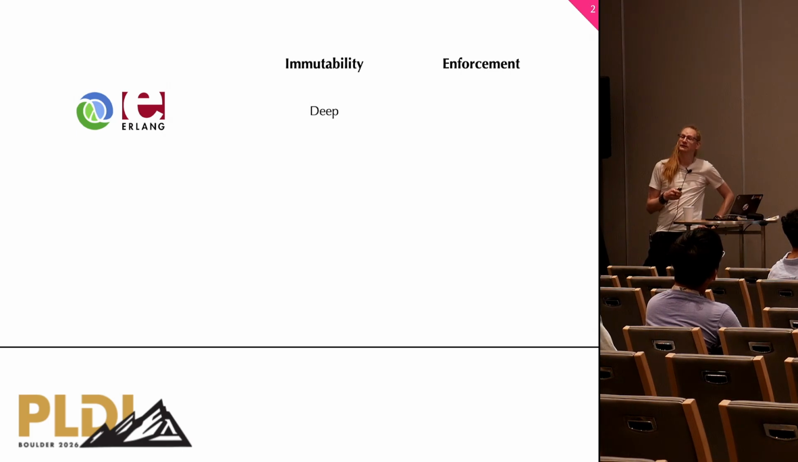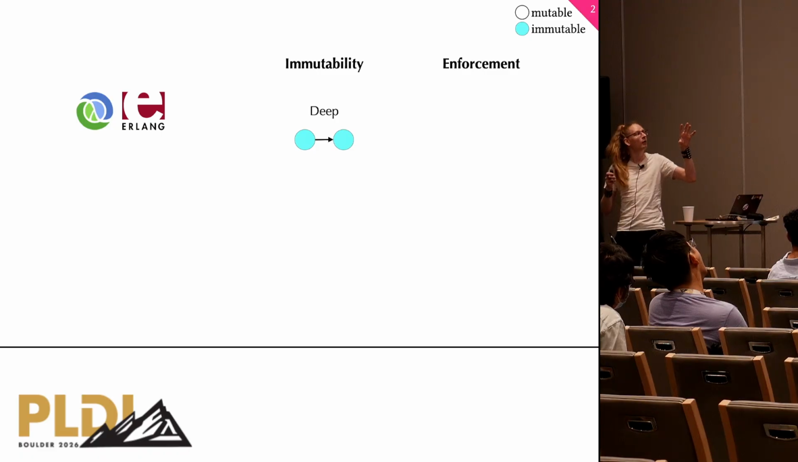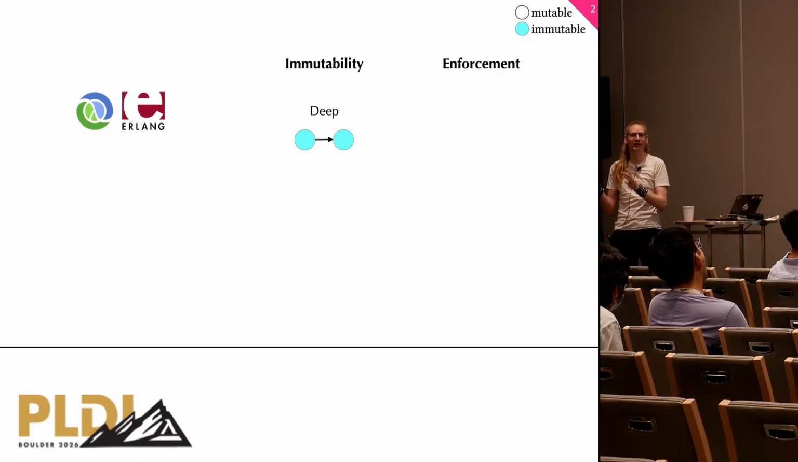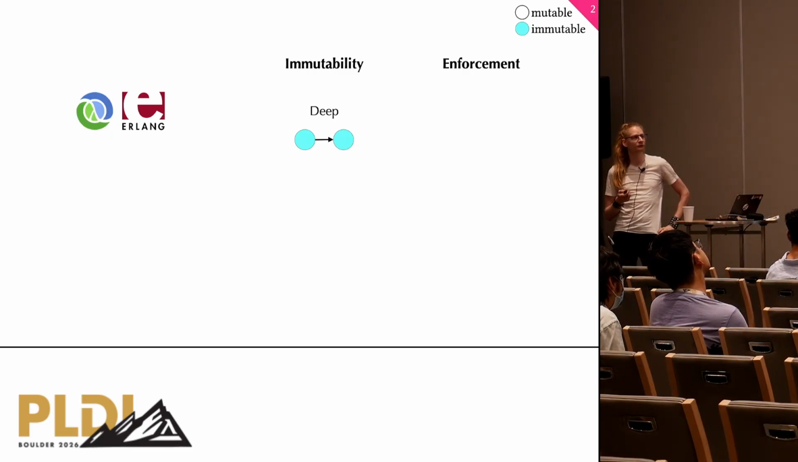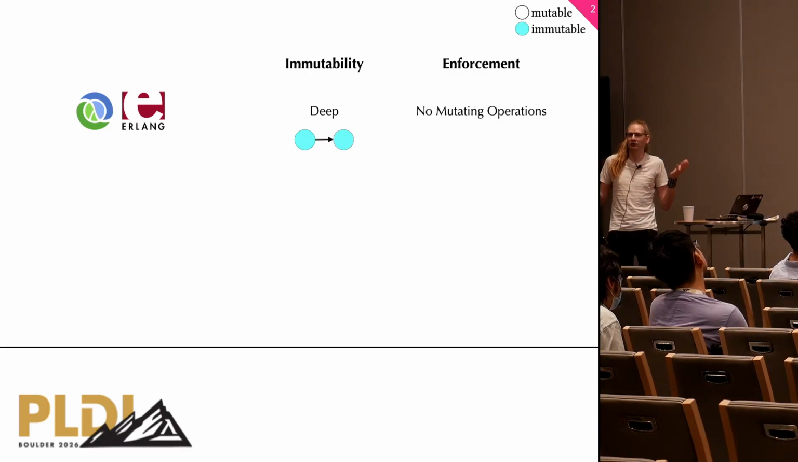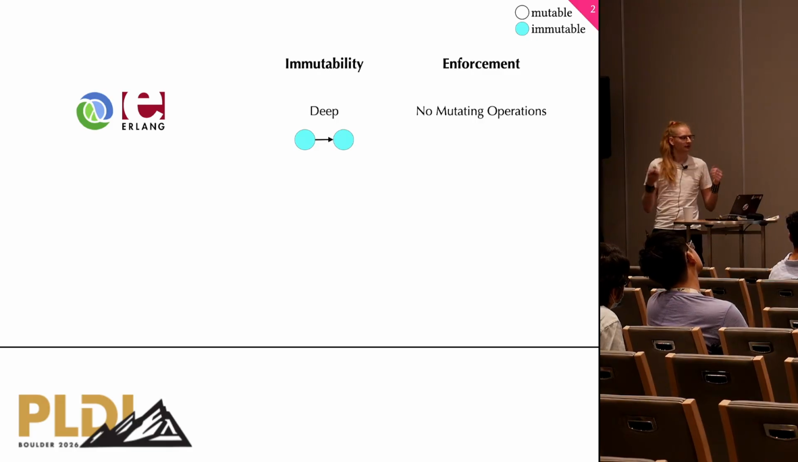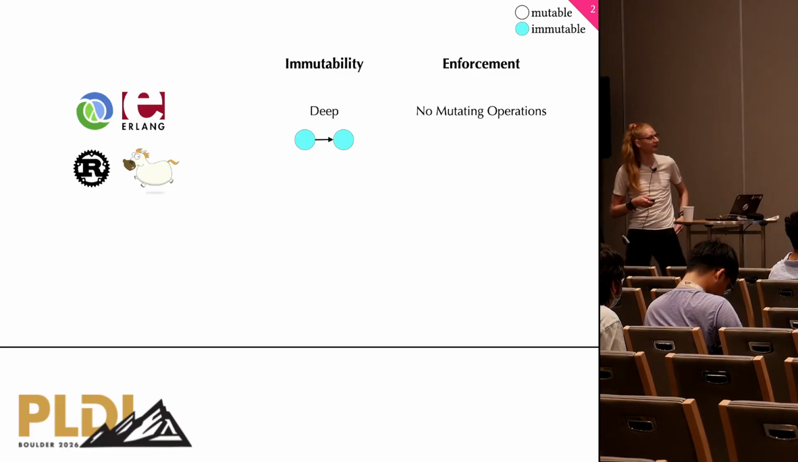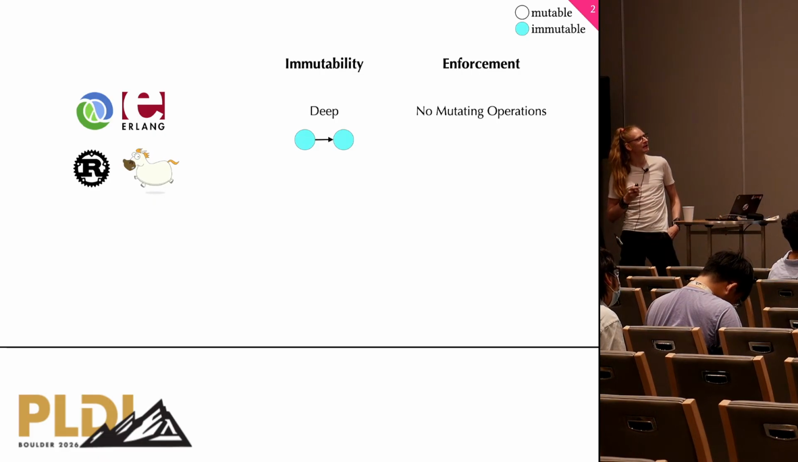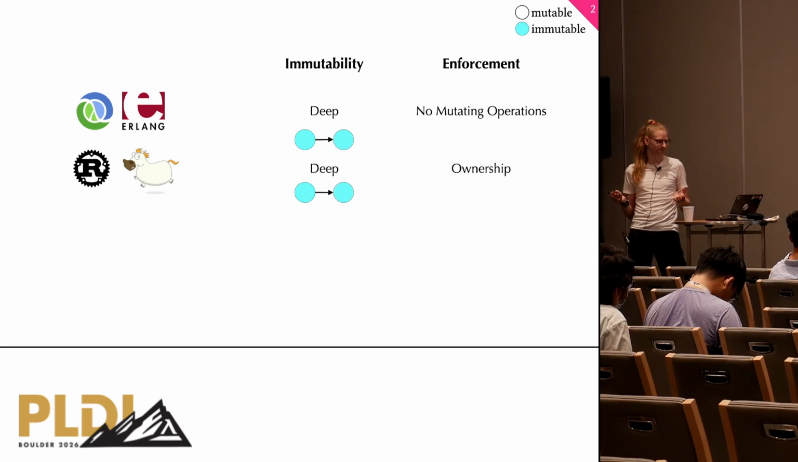And here immutability is deep. Deep meaning that if we have one object that is immutable, all objects reachable from this object also have to be immutable. And in functional programming languages, this is often enforced by simply having no mutation operations. So if you have no operations that can mutate stuff, ergo you don't need to enforce it. Then we have languages like Rust, which we've just heard about, and Pony. And here you also have deep immutability. But this deep immutability is enforced by an ownership model.